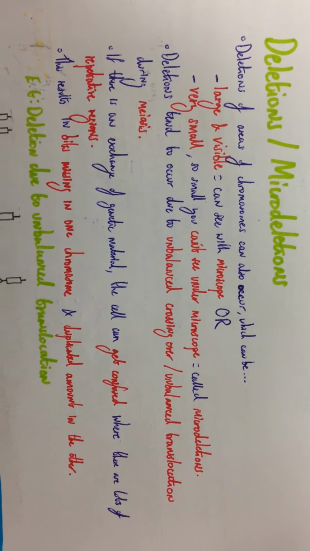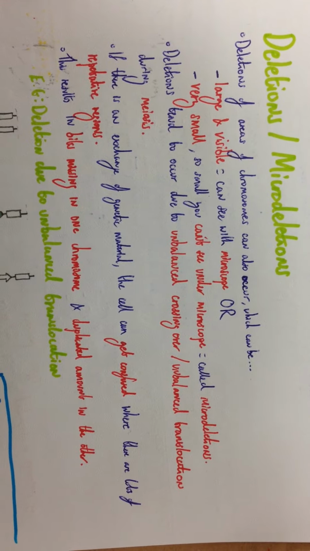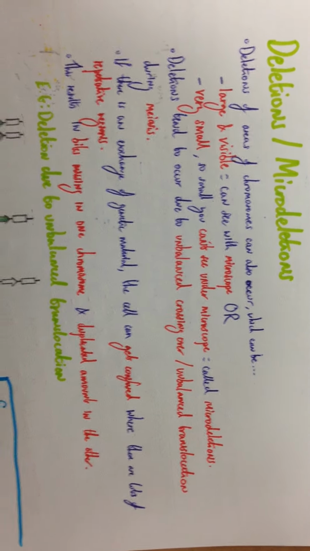If there's an exchange of genetic material, the cell can get confused where there are lots of repetitive regions. This results in bits missing in one chromosome and a duplicated amount in the other.